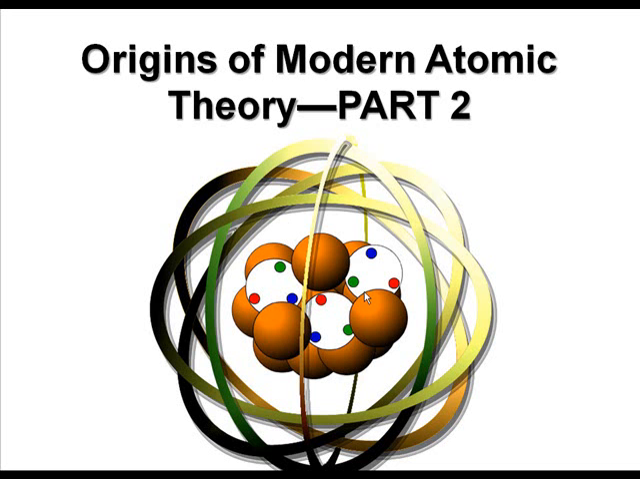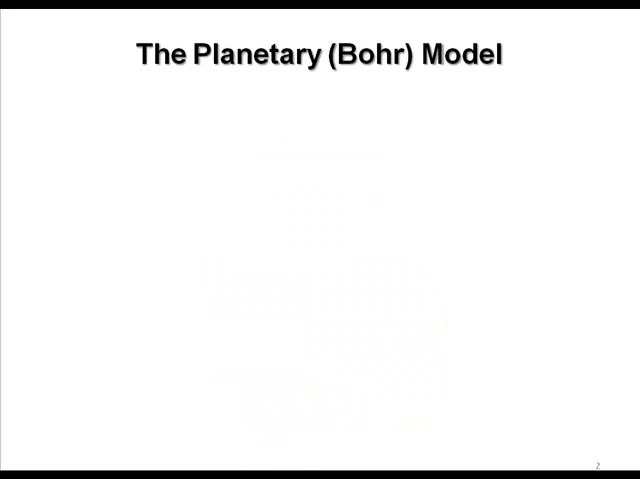Okay, so let's take a look at the modern atomic theory, which is part two in the series. You might recall that part one was a historical look at the development of the model or explanation of what the atom was all about, and that goes all the way back to Democritus and the Greeks. What this is going to address is the current modern view of what the atom structurally looks like.